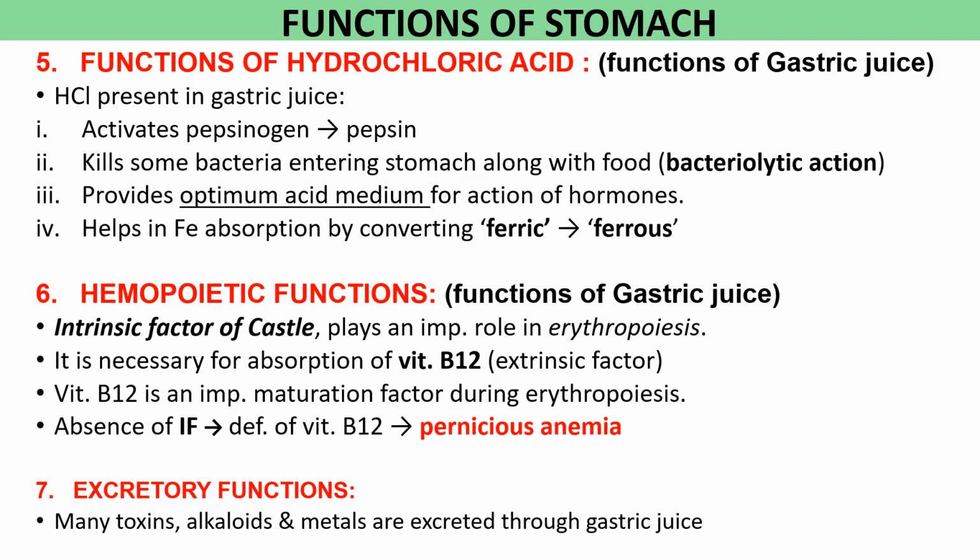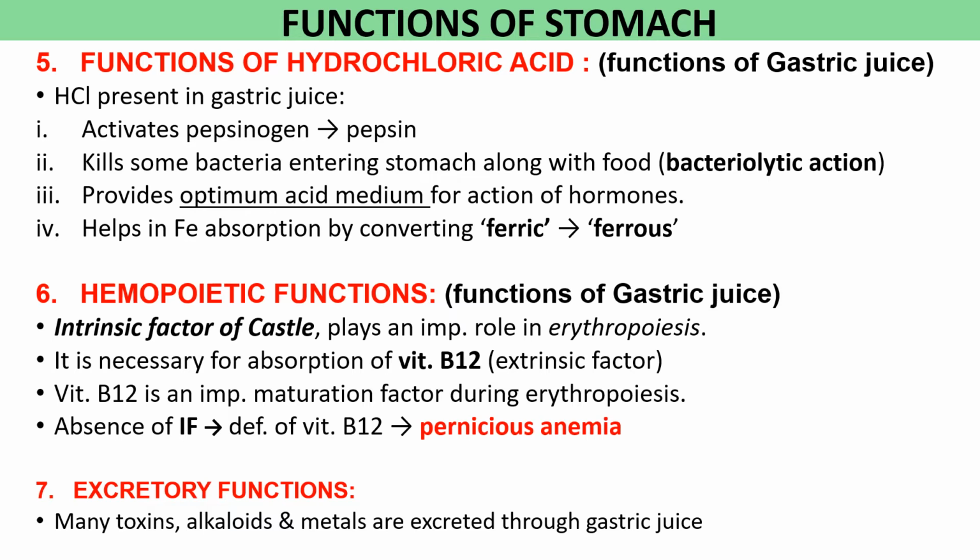The fifth category under the functions of the stomach is the functions of hydrochloric acid. This is also a function of the gastric juice. Now, hydrochloric acid, which is present in the gastric juice, performs various functions. Firstly, it activates the enzyme pepsinogen into its active form, pepsin, and that helps in protein digestion.